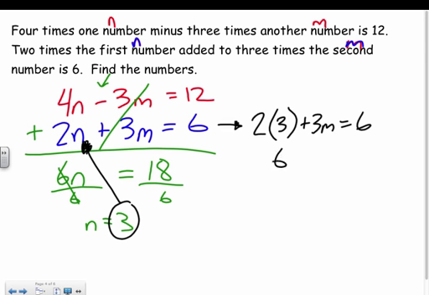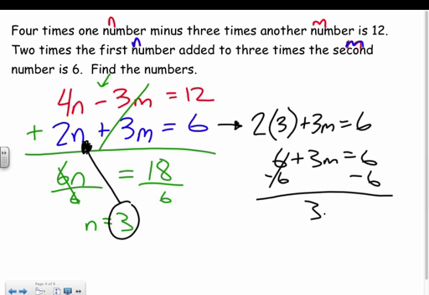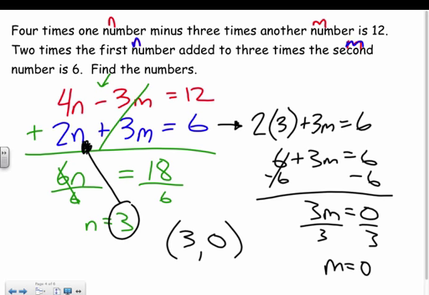And now we solve. So 6 plus 3m equals 6. Subtract my 6 from both sides, and we're left with 3m equals 0. Well, divide by 3, m equals 0. And I could go back and check both equations, and they both work out. So I'd say the first number is 3. I can put this in an ordered pair. First number is 3, second number is 0. Just get used to putting them in ordered pairs. I don't have to. I could say the first number is 3, second number is 0.